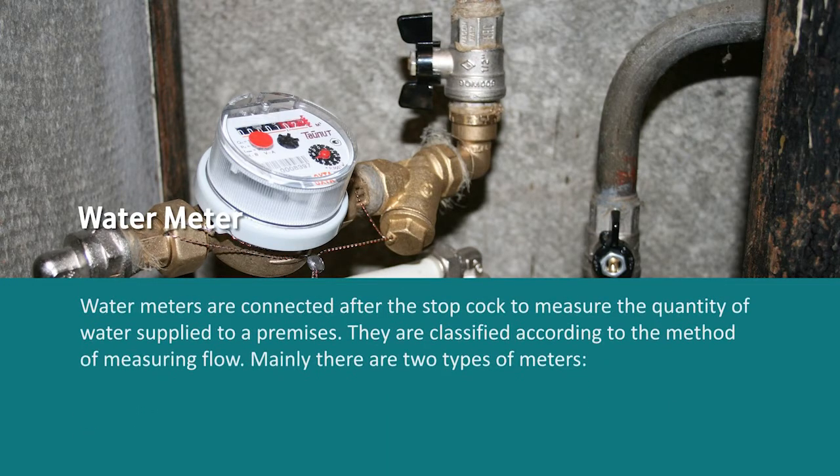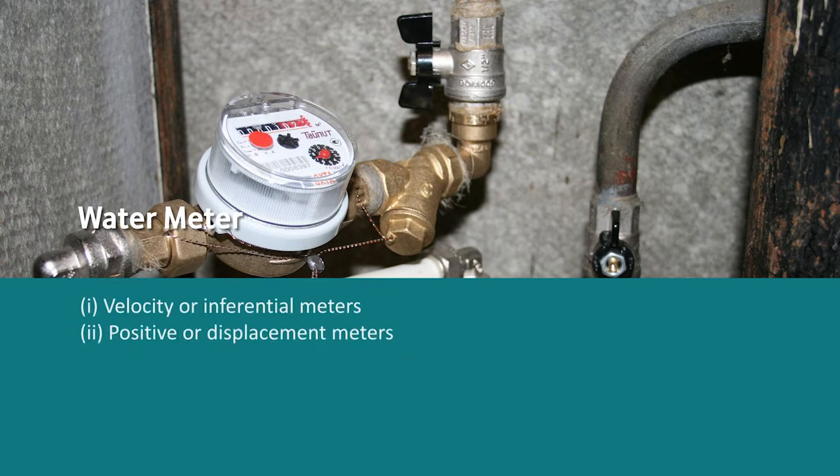Water meter. Water meters are connected after the stopcock to measure the quantity of water supplied to a premises. They are classified according to the method of measuring flow. Mainly there are two types of meter: first, velocity or inferential meter; second, positive or displacement meter.